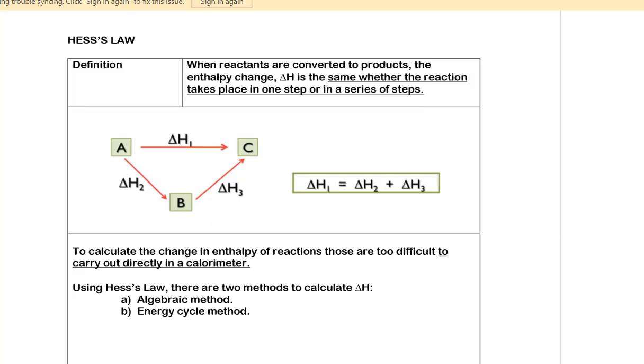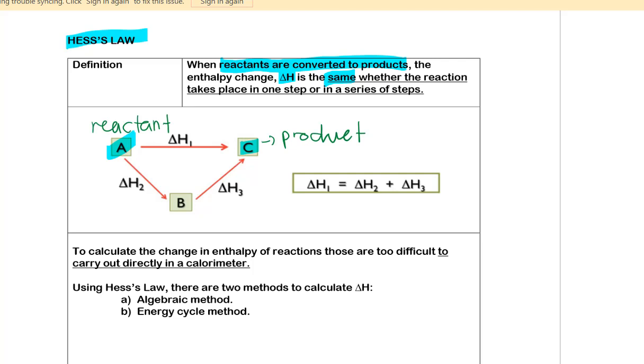Hess's law. The definition of Hess's law is: when reactants are converted to products, the enthalpy change, delta H, is the same whether the reaction takes place in one step or a series of steps. What does it mean by that? This is the reactant A, and this is the product C.